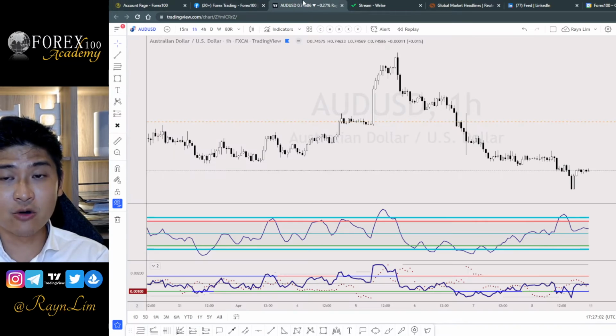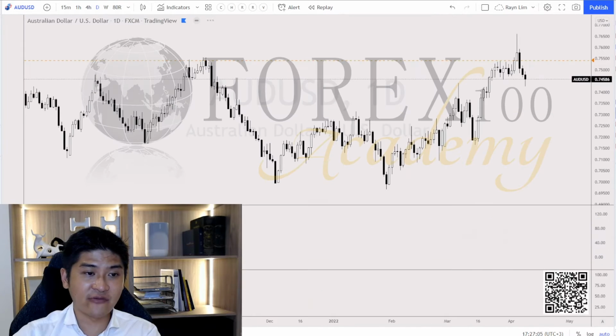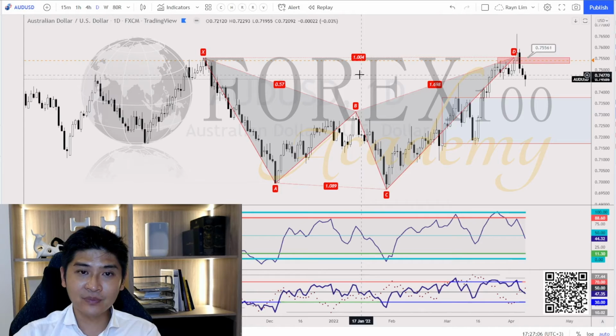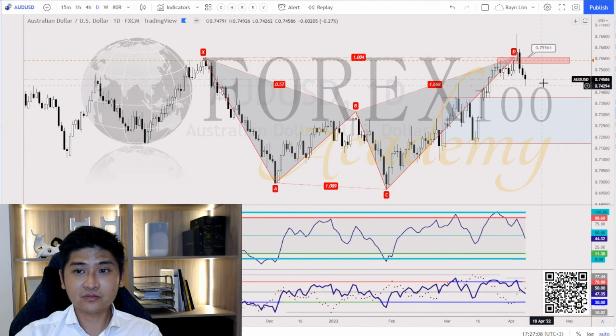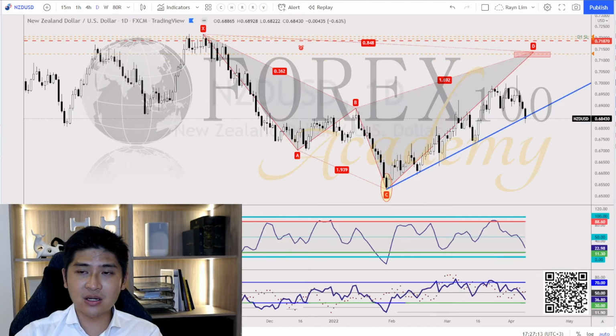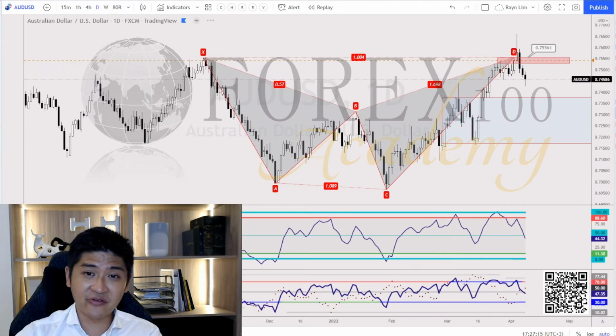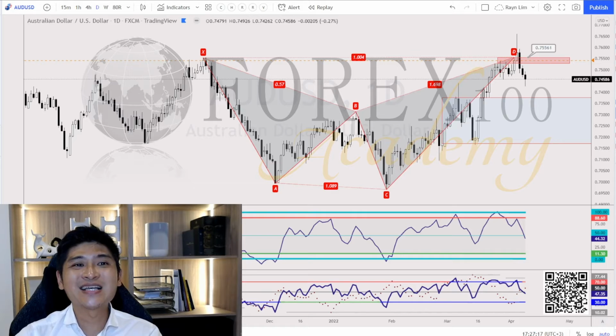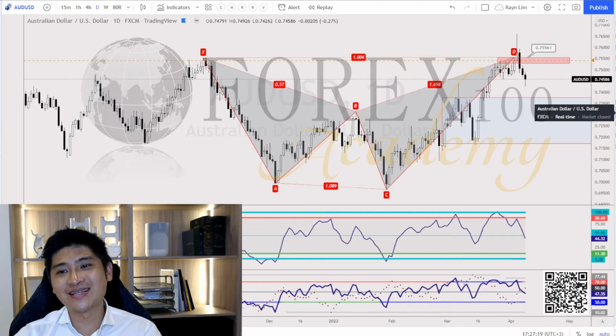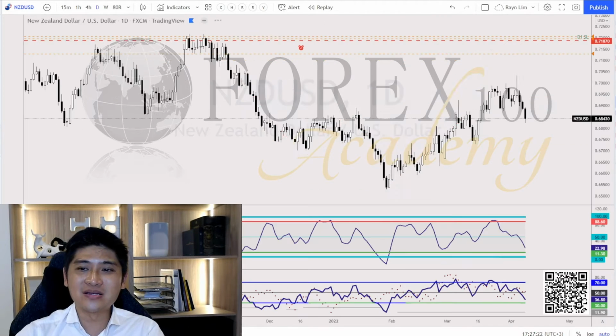Alright, so back to our daily chart over here. Let me share with you my analysis. We have a bearish shark situation. Different from the New Zealand dollar, the Australian dollar has already formed up. That's why I've stressed so many times that the correlation of the currencies is not there. You can see that the shape is totally different.